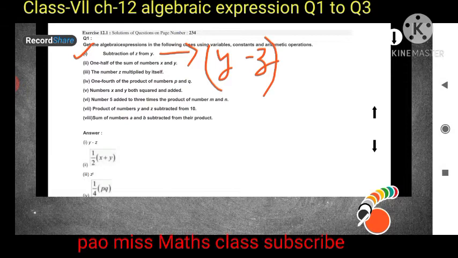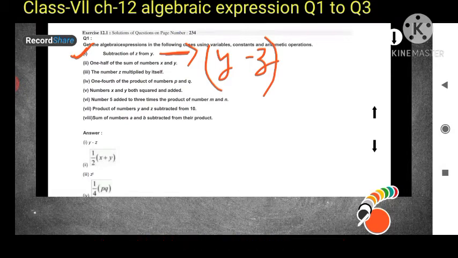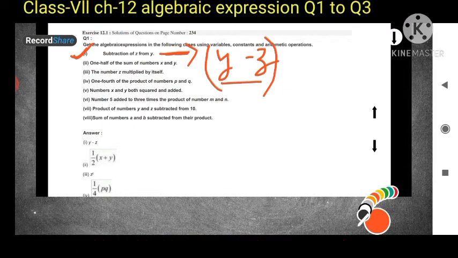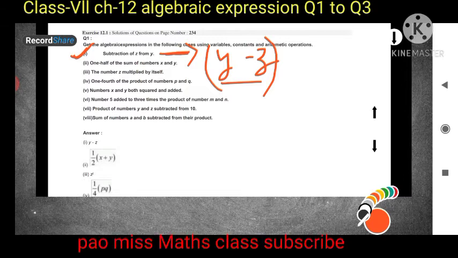So here a statement is given and we have to convert it into an algebraic expression, where we have to use variables and constants. Now here there is no constant but variables are there. How many variables? Two variables, y and z.